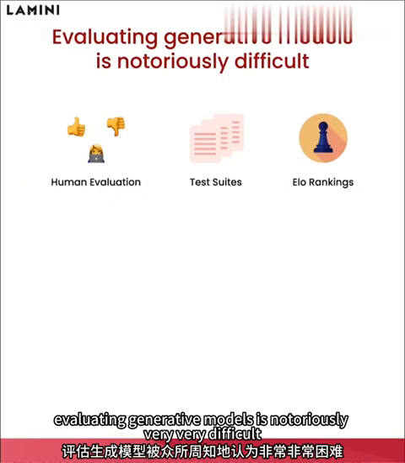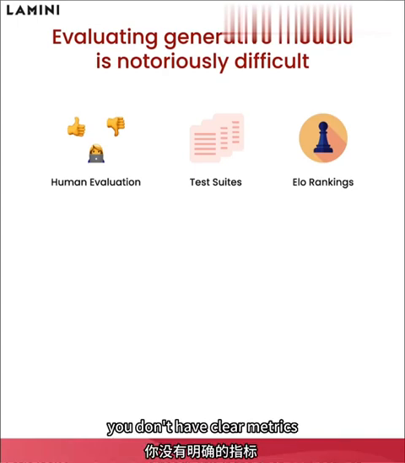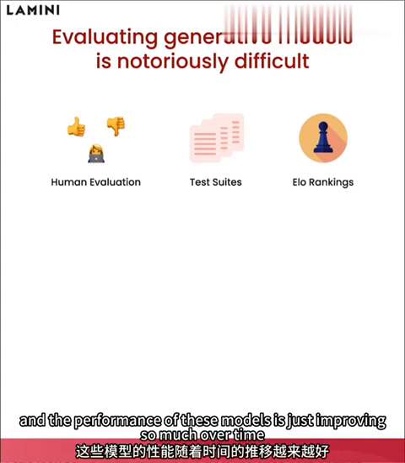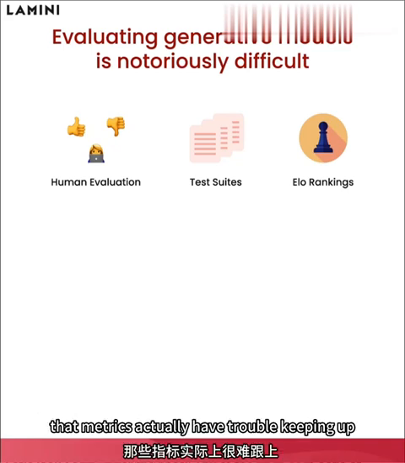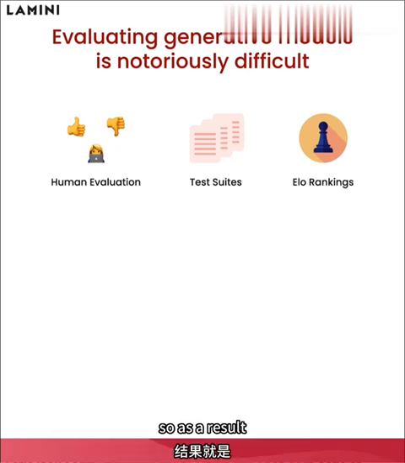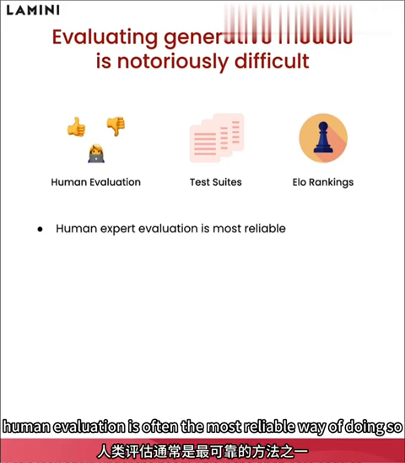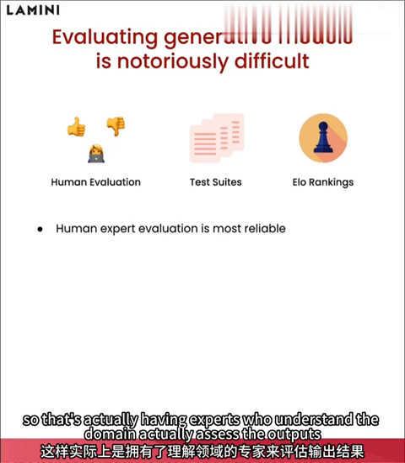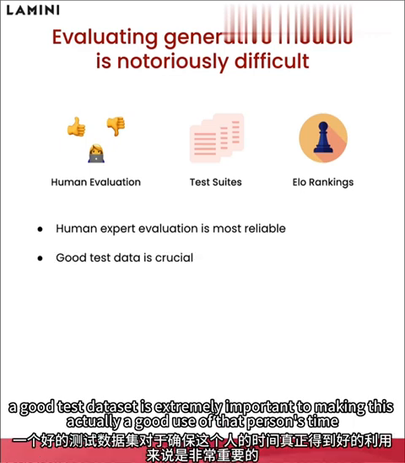Evaluating generative models is notoriously very, very difficult. You don't have clear metrics, and the performance of these models is improving so much over time that metrics actually have trouble keeping up. So as a result, human evaluation is often the most reliable way of doing so. That's actually having experts who understand the domain assess the outputs. A good test data set is extremely important to making this a good use of that person's time.